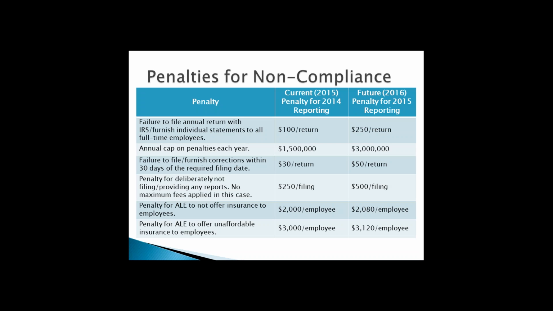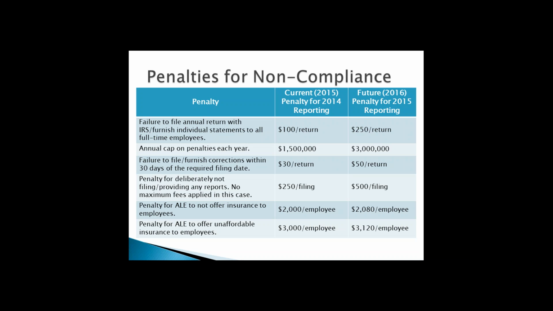So there are multiple penalties associated with the Affordable Care Act, and today I'm going to focus on the penalties associated specifically with the IRS tax forms. So the first penalty listed is the penalty for failure to file an annual return with the IRS and/or failure to furnish individual statements to all full-time employees. So for 2014 reporting, the penalty was $100 per return. And for 2015 reporting, the penalty has been increased to $250 per return.